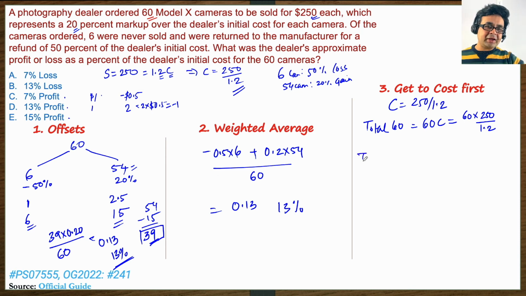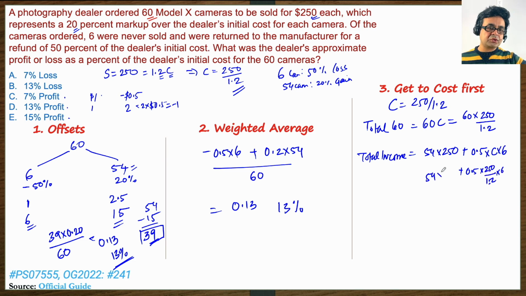Now, total income will be the 54 cameras that I have sold at 250. So 54 multiplied by 250 plus I also got some money back for the 6 cameras, and that was the 50% of the money. So I can write that as 0.5 multiplied by my C multiplied by 6, which is also equal to 0.5 multiplied by, so my total cost looks like this.